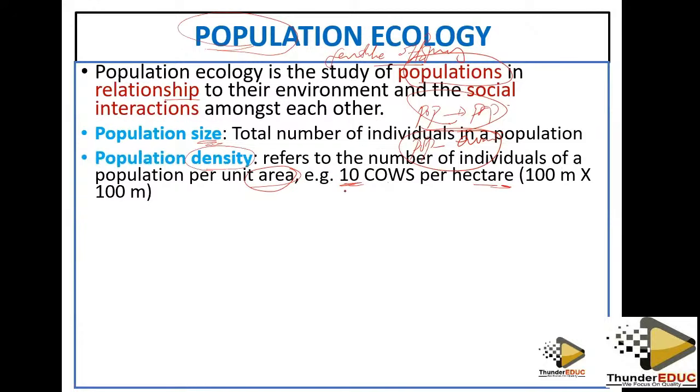Meaning 10 cows per 100 meters times another 100 meters. That is 100 meters squared. That's the meaning. So how many individuals of that population are found in that specific area? This is what we call population density.